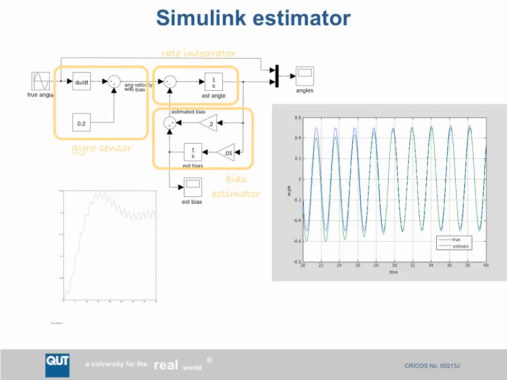So there you go. Here's a way of estimating the bias of the gyro, subtracting that off in real time, integrating it up to estimate the angle. And in the prac tonight, you're going to play with this particular Simulink model and explore the properties of the gyro sensor.